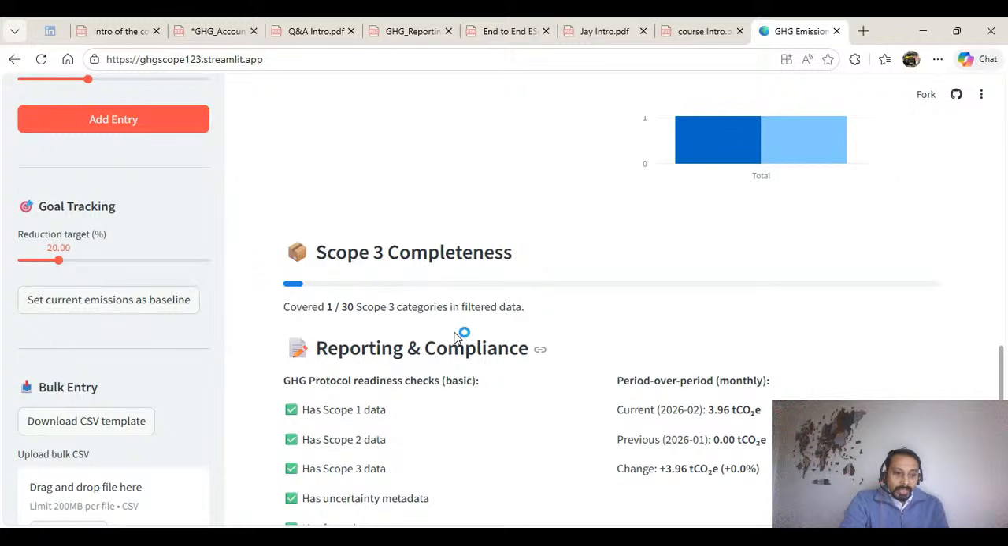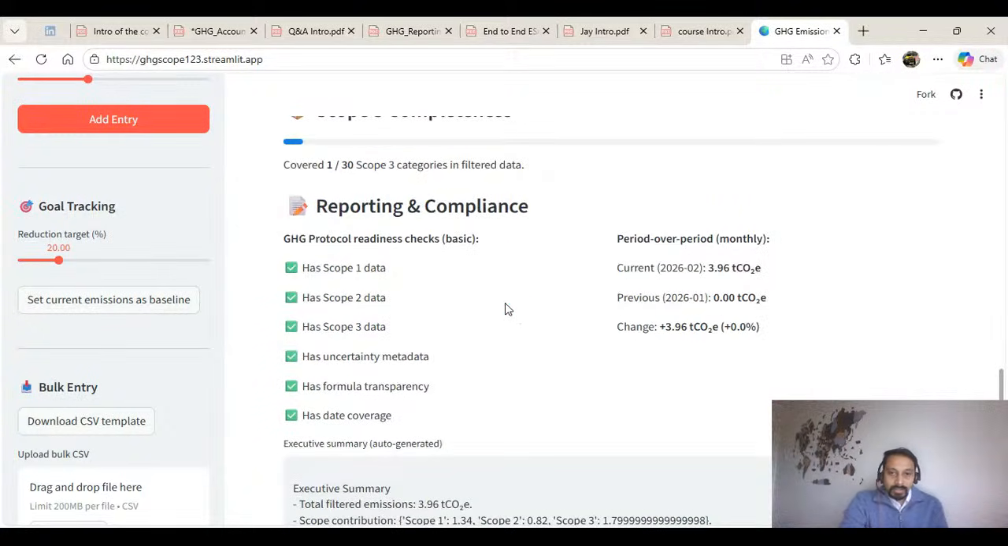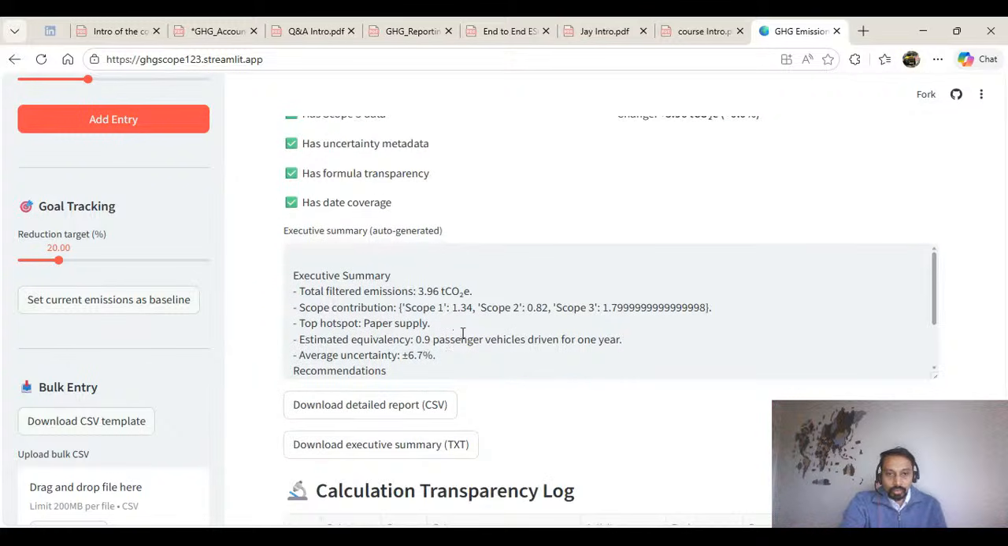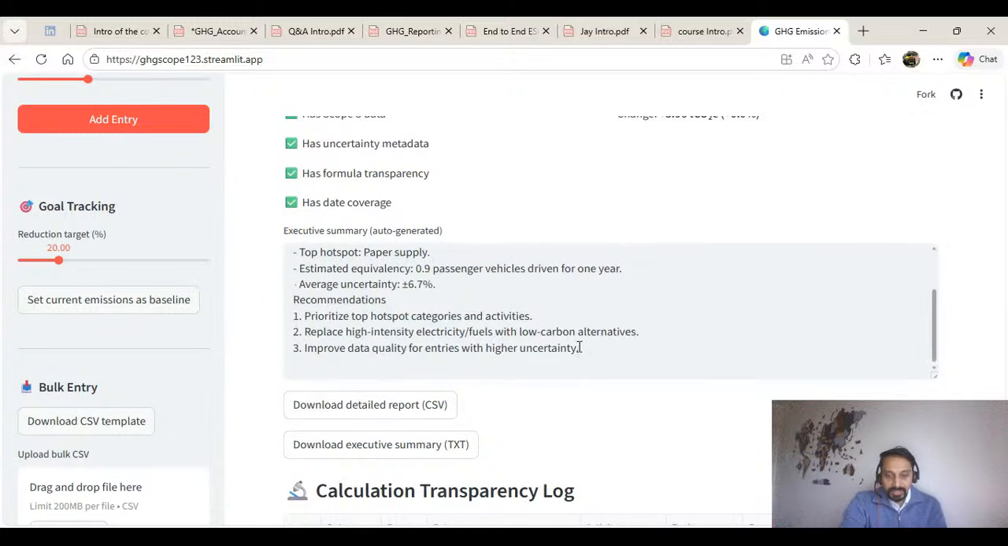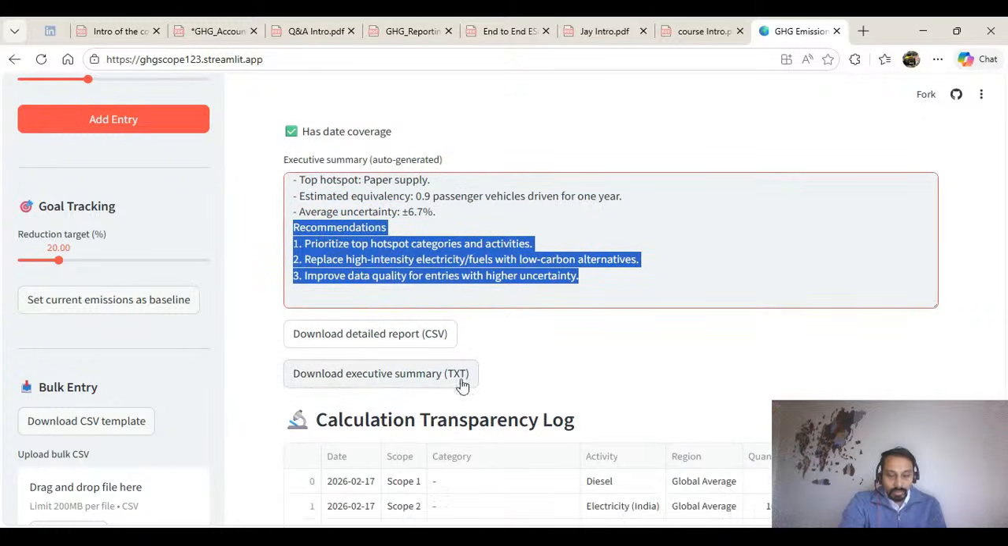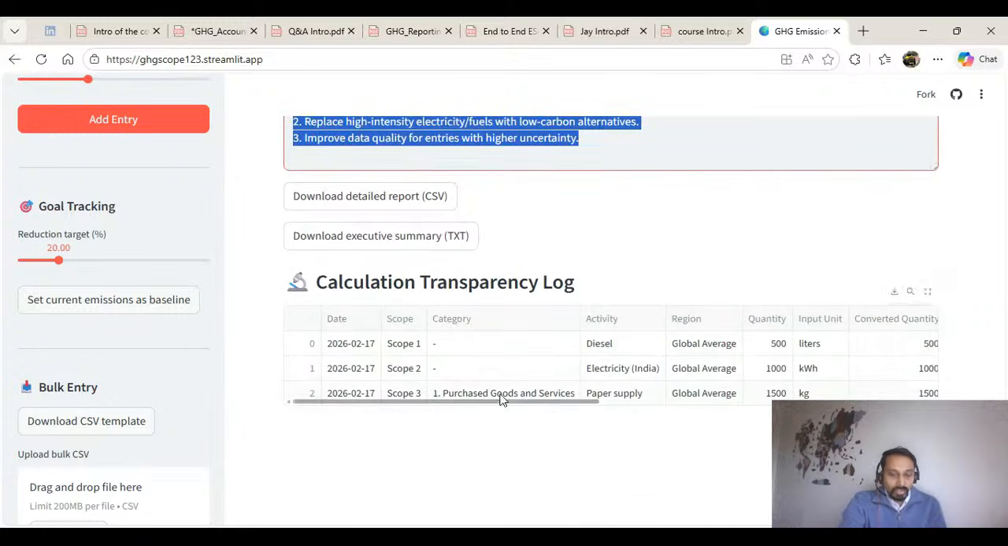Then reporting and compliances, all the scope 1, scope 2, scope 3, and any kind of uncertainty data is there or not. So that is all the tick marks. All those things are tick marked here, and based on that, it's generated the executive summary that total emission is this, scope contribution is this, and what are the recommendations. And these are the three recommendations. You can download the CSV file, you can download the text file, and you can also download the calculation transparency log that you already entered one by one.